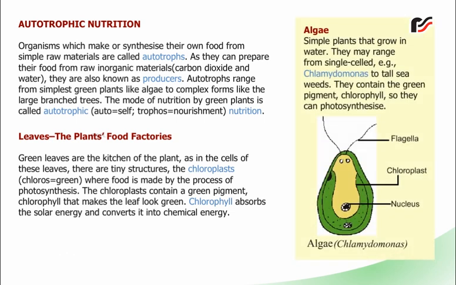Algae, simple plants that grow in water. They may range from single-celled, for example Chlamydomonas, to tall seaweeds. They contain the green pigment chlorophyll so they can photosynthesize.